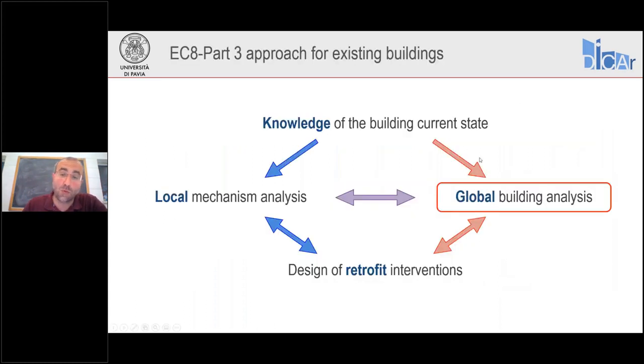Now, when we talk about nonlinear static analysis, we are concerned about the global building analysis. You are probably familiar with this slide if you've already followed the other webinars of this series. So now we are considering the building as a whole responding to an earthquake with local mechanisms assumed to be blocked, to be prevented by appropriate design solutions. So we consider this global response, and nonlinear static analysis is a tool that can be used for this scope.